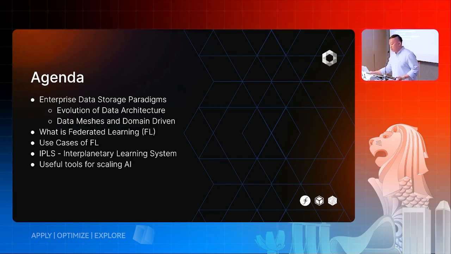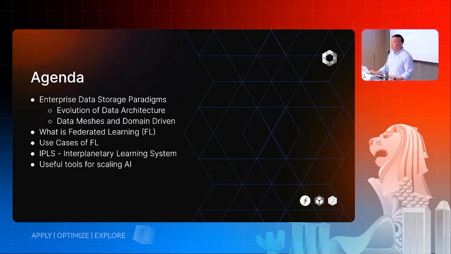So today's agenda will be two parts. I'm going to talk about the evolution of data architecture and how it has evolved to today's data mesh. With the data mesh paradigm today, it's going to enable federated learning and also how IPFS fits into this paradigm.